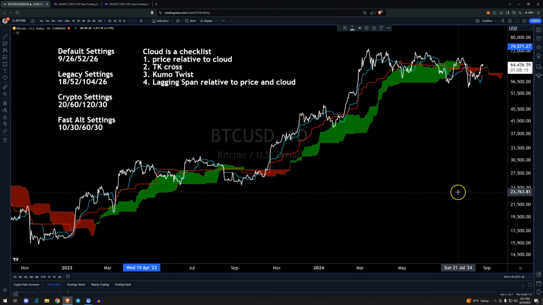It's Teaching Tech Tuesday. Getting a lot of questions about the Ichimoku Cloud indicator. Let's do a quick FAQ. What are the most common things I get asked?